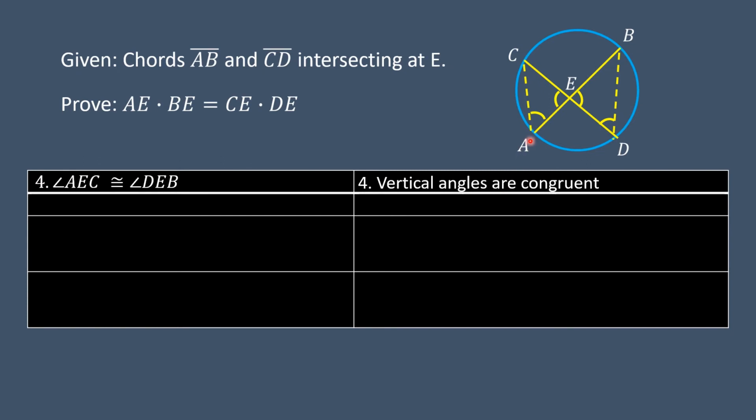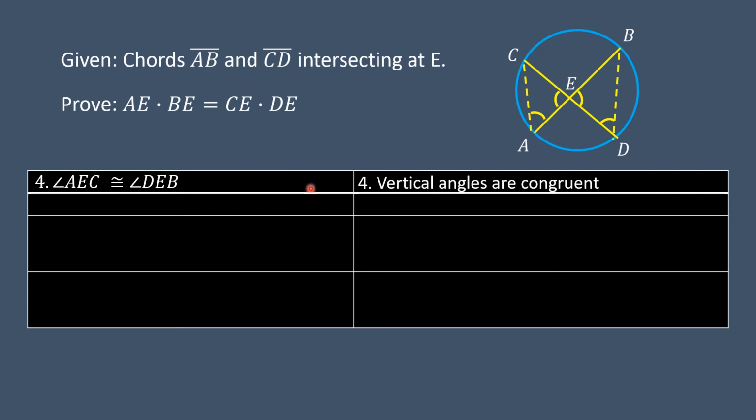The two angles of triangle AEC are congruent to the corresponding two angles of triangle DEB. These are angle CAB and angle BDC, which are congruent, and then angle AEC is congruent to angle DEB, as we said in statement number 4.